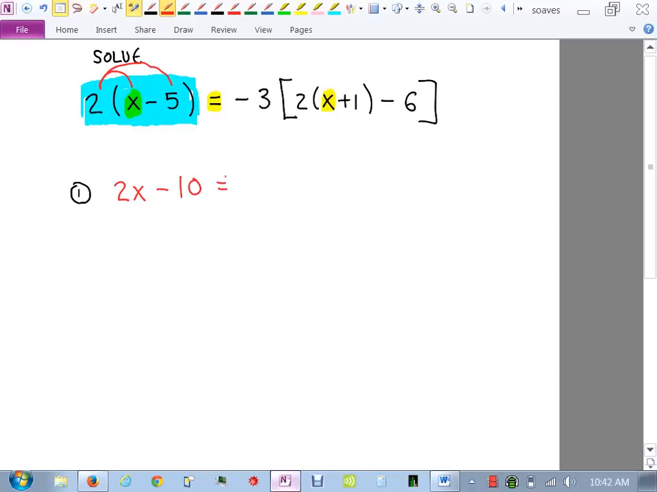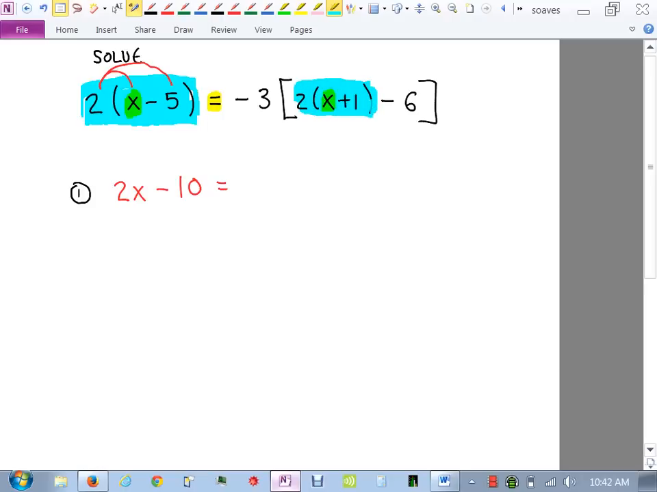Right? Now on the right side, I actually have parentheses, but they're inside of a bracket. So what do I do first? Do I do that -3 through first, or do I do that 2 through the x plus 1? I'm going to do this in here first.